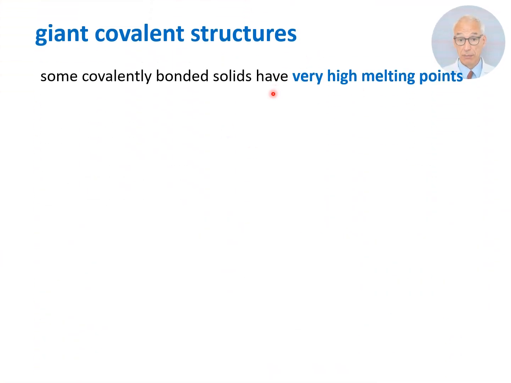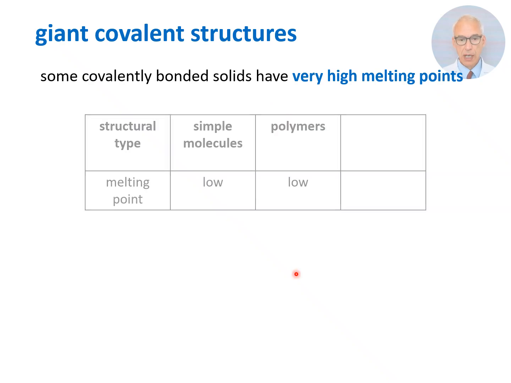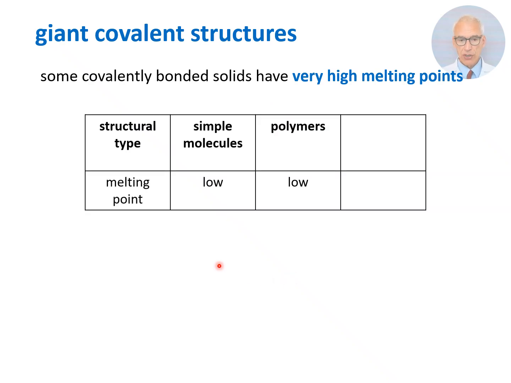Some covalently bonded solids have very high melting points. Let's just review the structural types we will meet with covalent bonding. We can have simple molecules. The melting point is low. You may or may not have met polymers. Well, they also have low melting points. However, if we have a giant covalent structure, the melting points are very high.